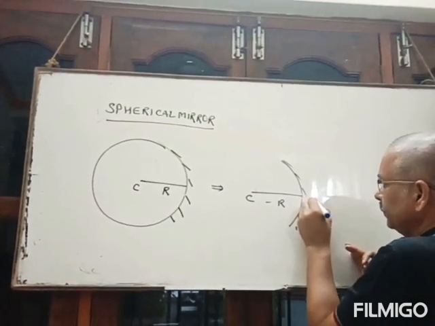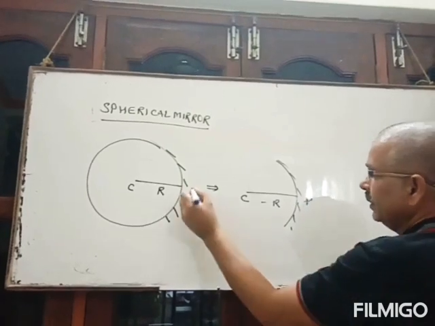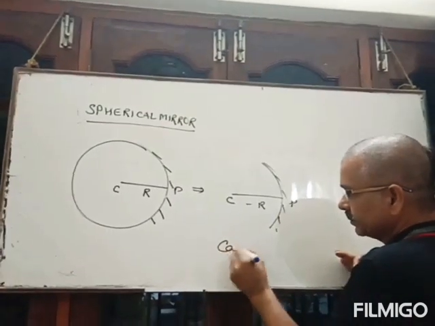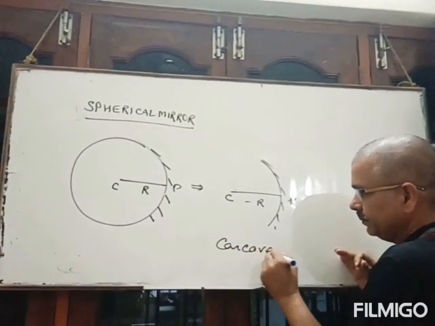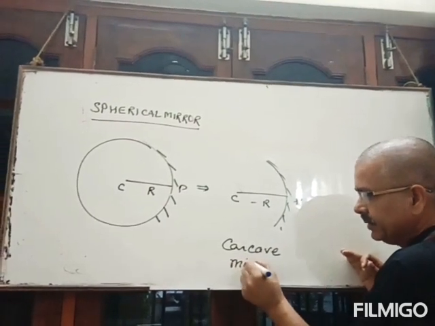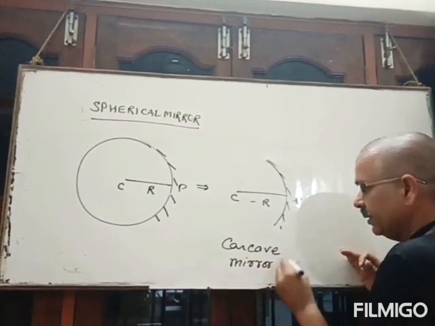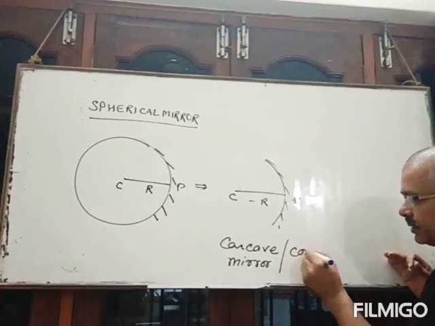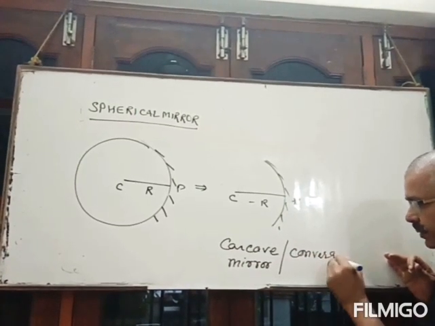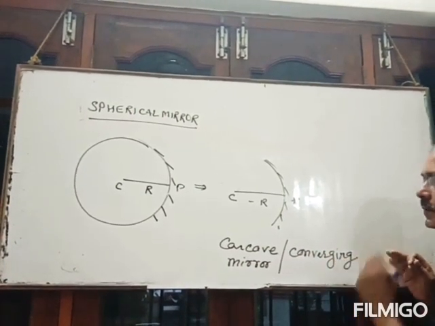That is called a concave mirror. So this first type of spherical mirror, the concave mirror, is also called a converging mirror. We will discuss this point later on.